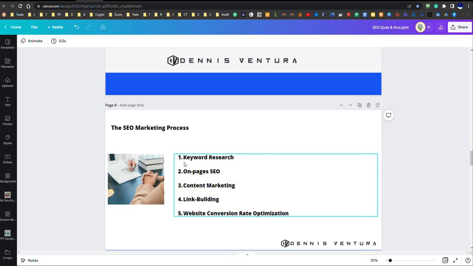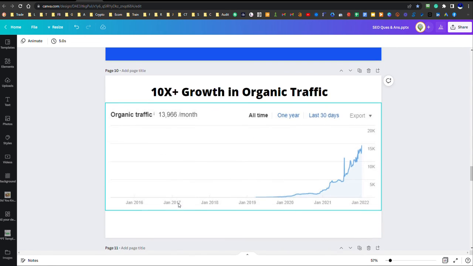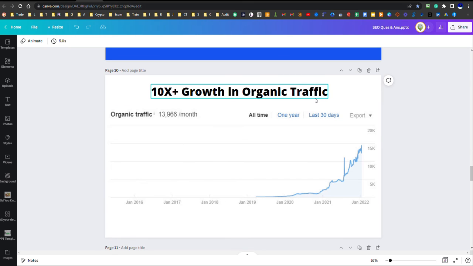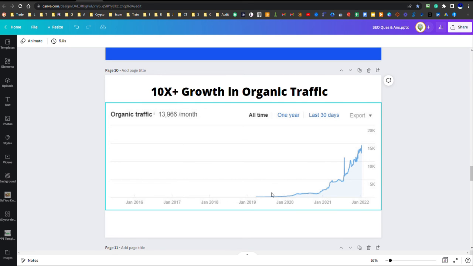So basically, everything is a process. It's keyword research. After you figure out the words with the demand, you then optimize your sites. Then content and link building is all part of your monthly activities. And then obviously figuring out how to convert the traffic. So this is the process when you take a look at it. And we've been able to help clients grow 10x. This is about a 24-month period right here.